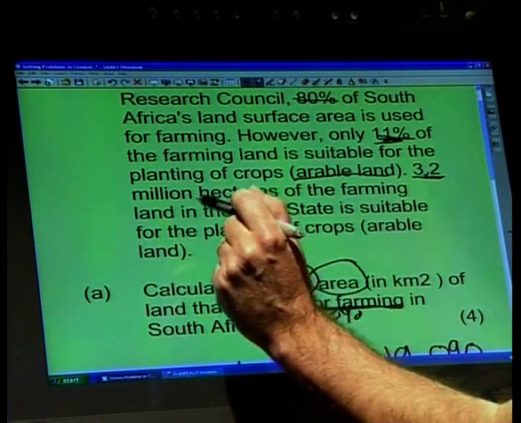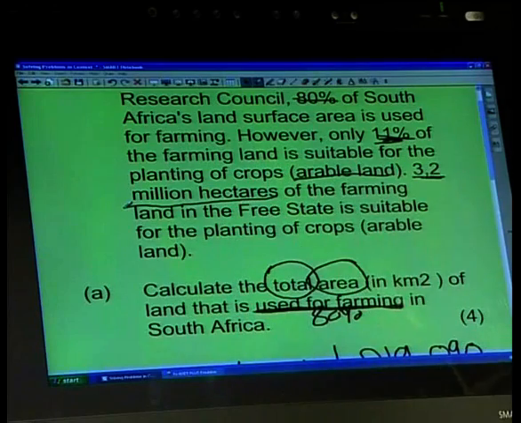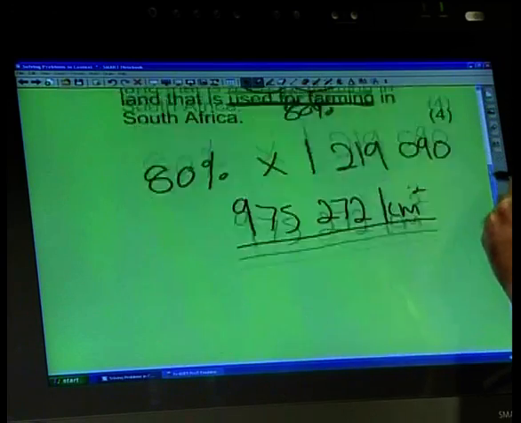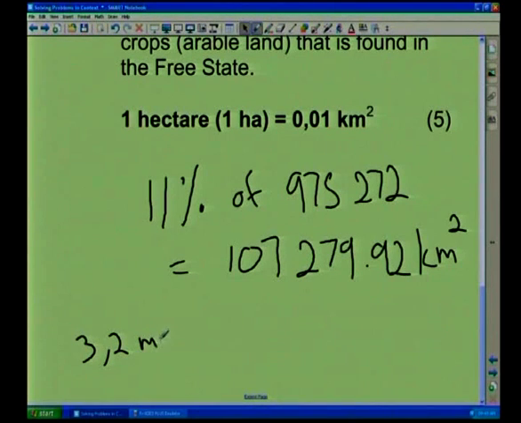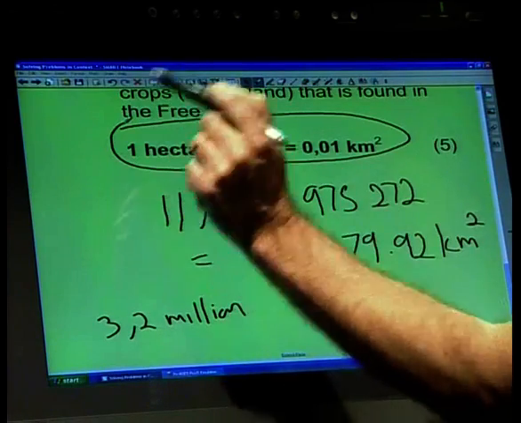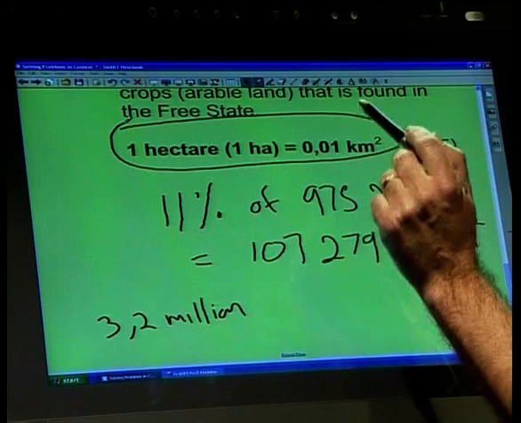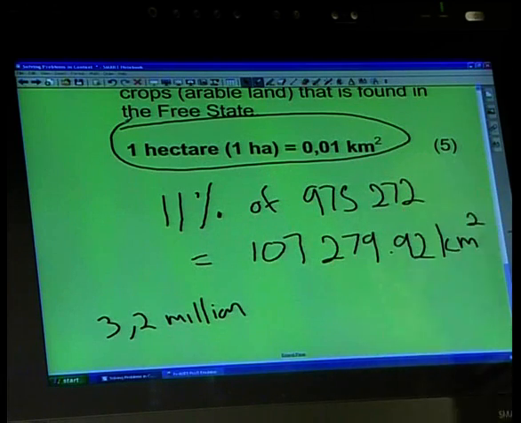Again, looking at our question, they gave us that information right in the beginning. They told us that we had 3.2 million hectares of farming land in the Free State that was suitable for the planting of crops. So let's use that figure. We know that we've got 3.2 million. However, the units are different to the units that we've already calculated, which were kilometers squared. But that's why they gave us this conversion over here. They've told us that 1 hectare is 0.1 kilometers squared.